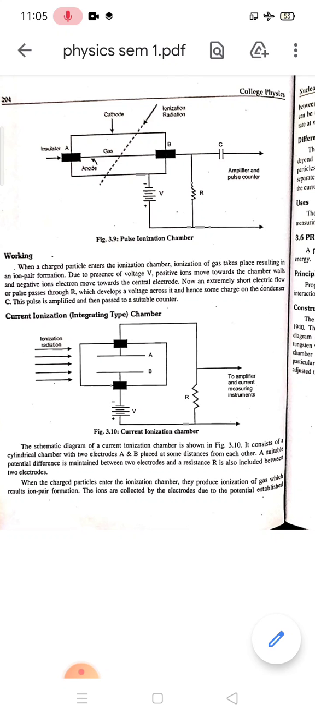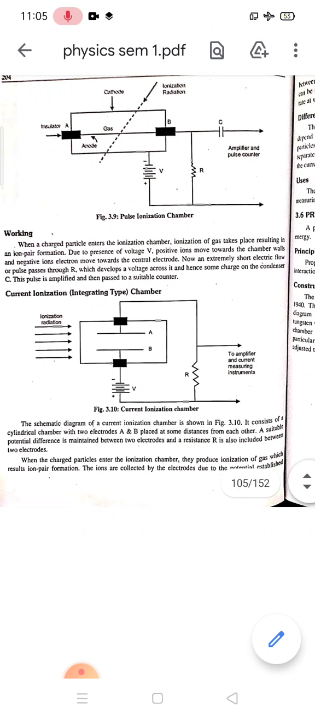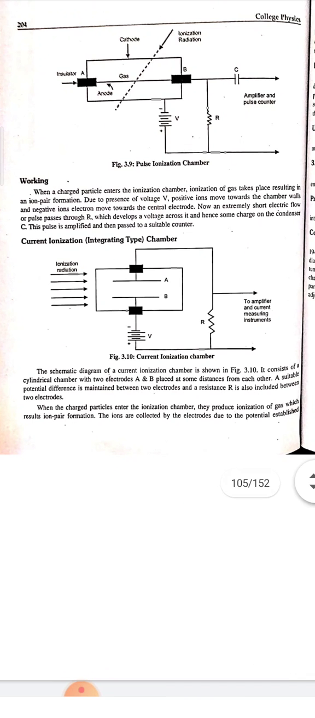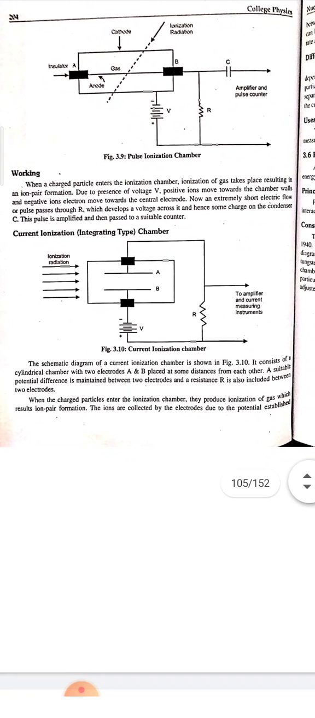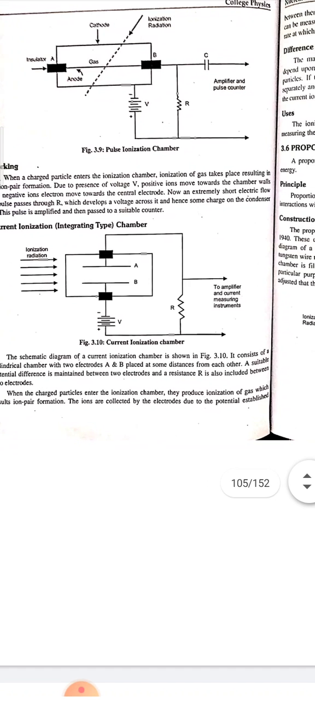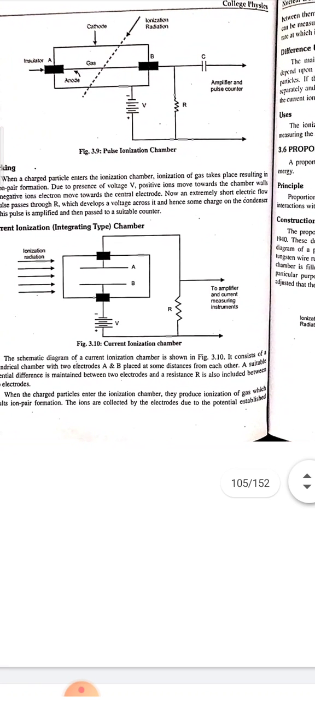Current ionization chamber, or integrating type. The previous one was the non-integrating type. The schematic diagram has been shown here. You can see the ionization coming in, and AB is the electrode. It consists of a cylindrical chamber with two electrodes A and B placed at some distance from each other. A suitable potential is maintained between the two electrodes and a resistance R is also included between them. When the charged particles enter the ionization chamber, they produce ionization of the gas, resulting in ion pair formation.